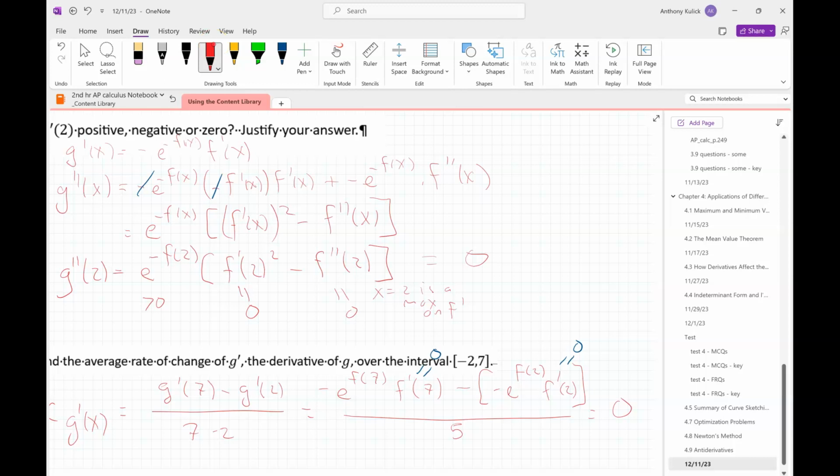A lot of us are using f here instead of g. And some of us use g instead of g prime. The vocab on this one felt like it got away from us a little bit, but that was the idea.